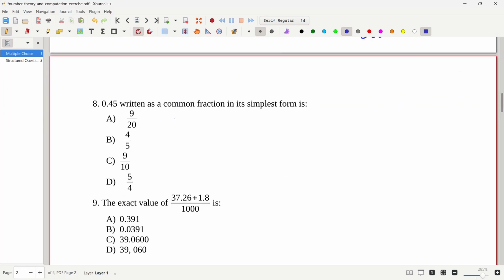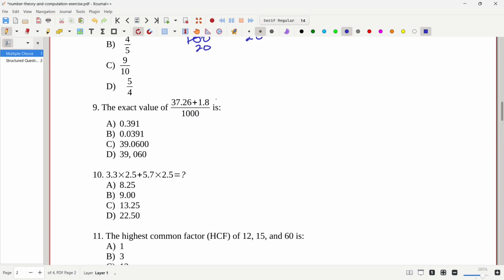0.45 written as a common fraction in its simplest form. Okay, so what we do is we take 0.45 and underneath it we match that decimal point with a 1 and every digit after with a 0. So we have 45 over 100 and we just simply work that out. So 5 into this is 9, 5 into this is 20, and we get 9 over 20, which is A.